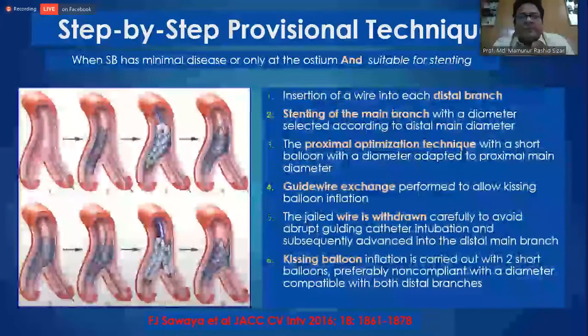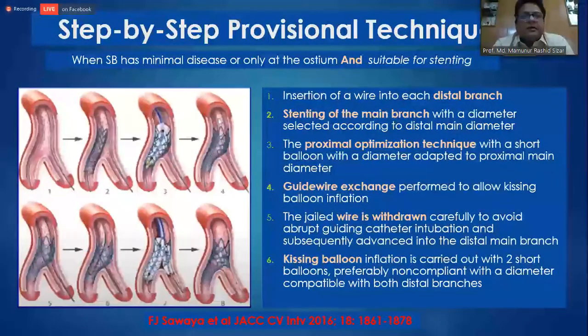Now, the step-by-step provisional technique is simpler. There is insertion of a wire into each distal branch, and stenting of the main branch with a stent selected according to the distal main branch. The proximal optimization treatment should be done. Then guide wire exchange is performed for balloon inflation. The jailed wire is withdrawn carefully to avoid entrapment of the catheter, and kissing balloon inflation is carried out, preferably with a non-compliant balloon, in the distal branches.